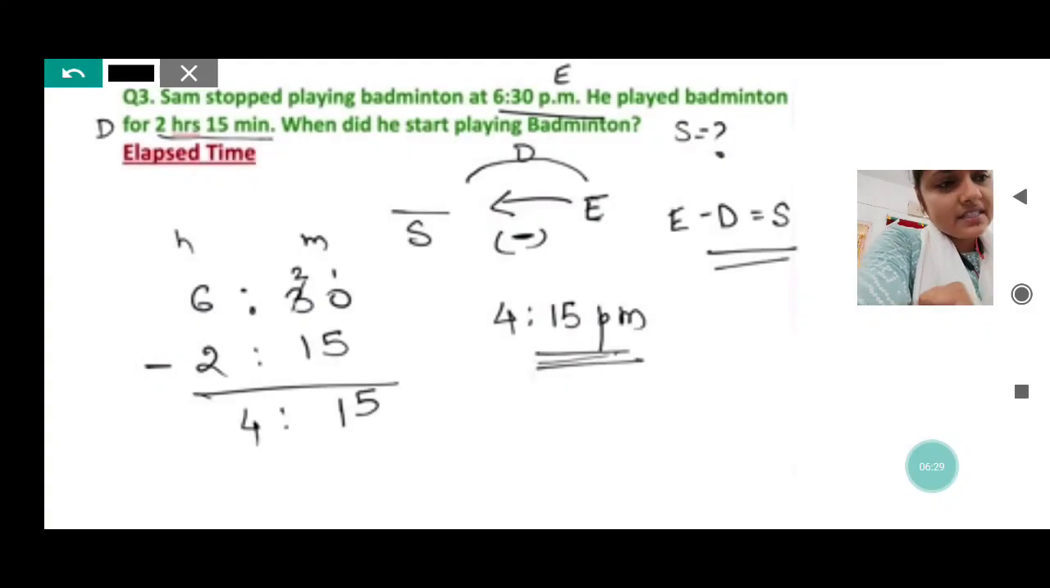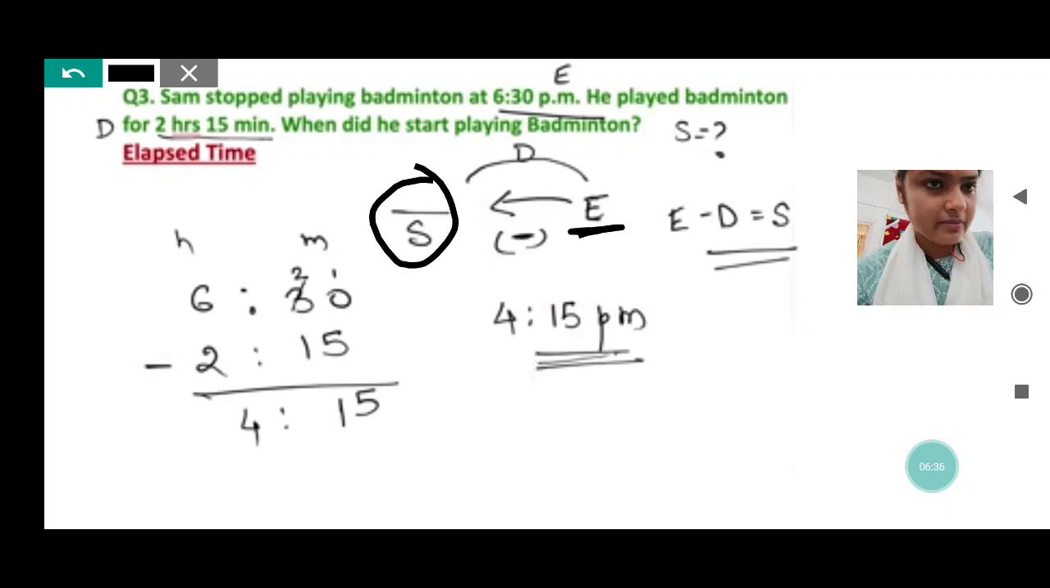So my dear, 6:30 is the ending time given, but what is the starting time? That is not given. The start time we have to find out. The ending time is given, and the duration from the start time to the end time is also given. From the start time to the end time she played for 2 hours 15 minutes. But what time did she start playing? My dear, we will make two columns, one for hours, one for minutes. We will write 6 hours 30 minutes on top, and just below that we will write 2 hours and 15 minutes, the time for which she has played.